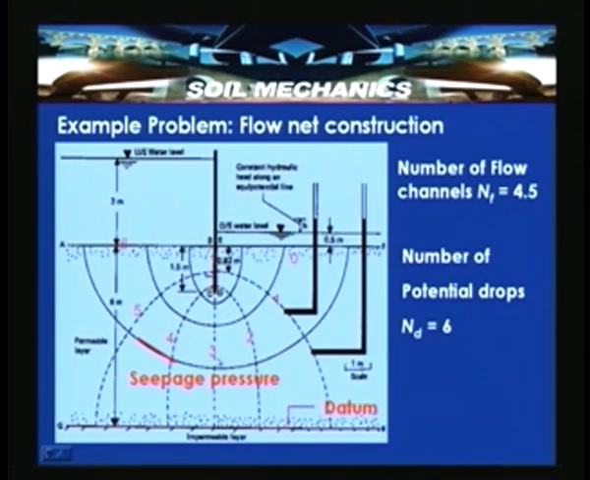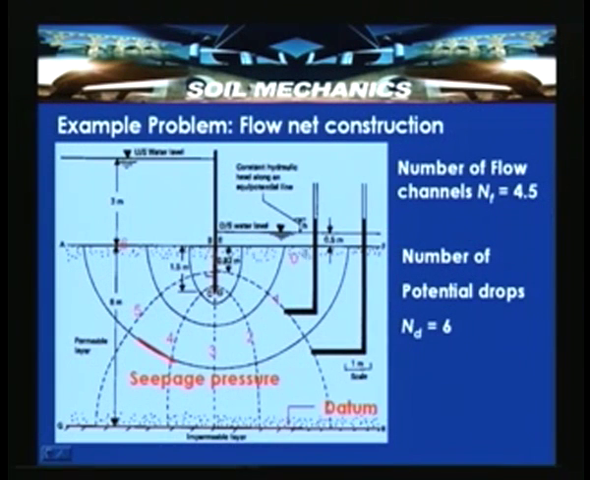So, 1, 2, 3, 4, 5 and 6. So, 6 potential drops have come here. So, this particular methodology or notation is very useful. If you look into it here, the head loss has already taken place. That means that there is no head which is available here.